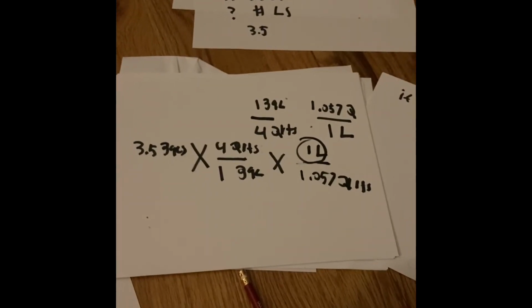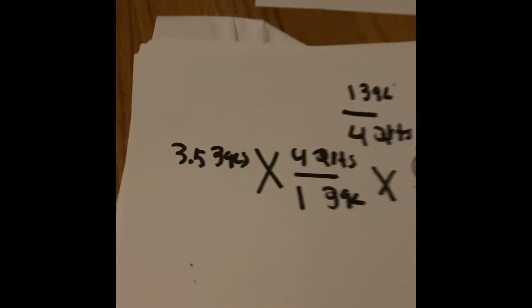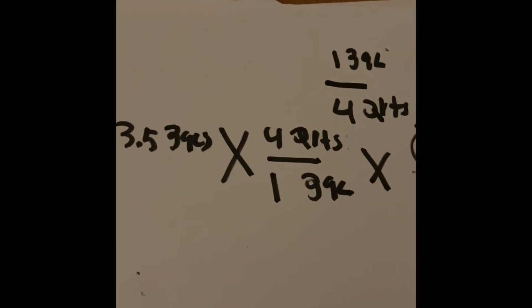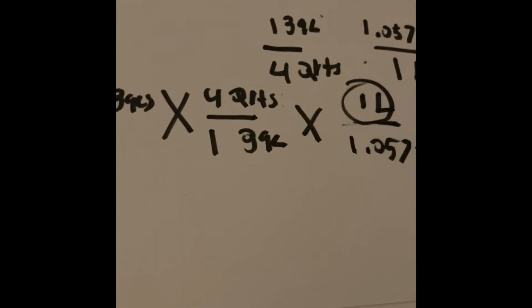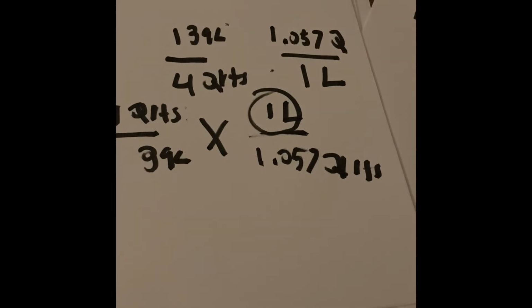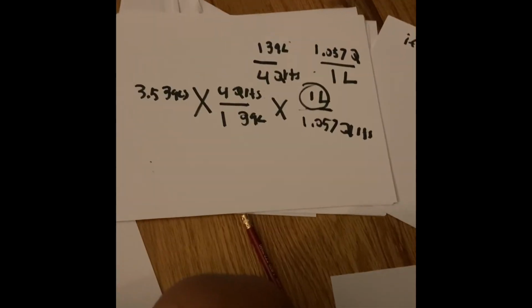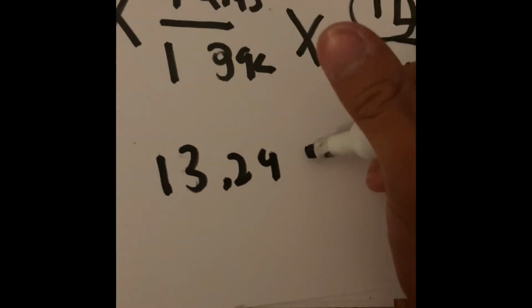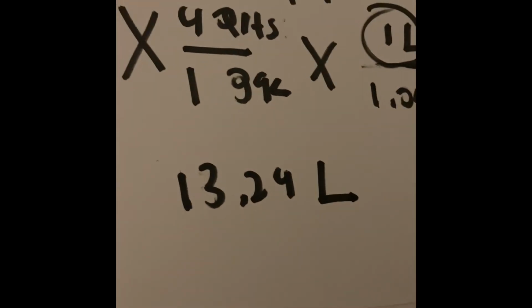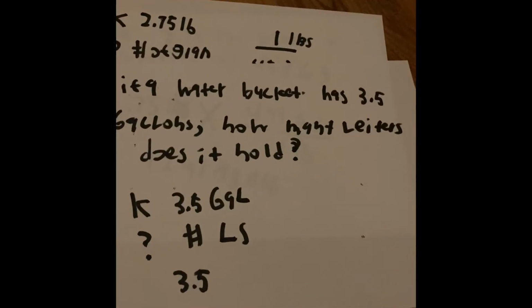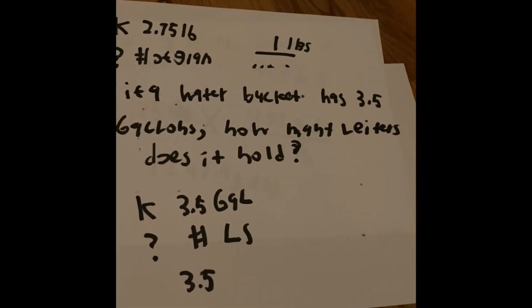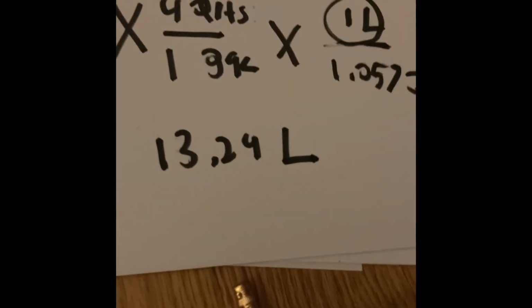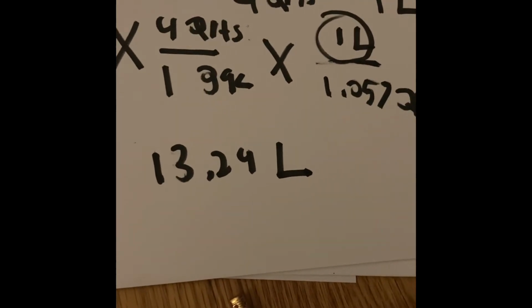But now we have to solve it with a calculator. We have to do 3.5 times 4 times 1, divide by 1, divide by 1.057. So when you do all the math, you're going to get an answer of 13.24 liters. And that is how many liters this water bucket holds. 3.5 gallons is equal to around 13.24 liters.